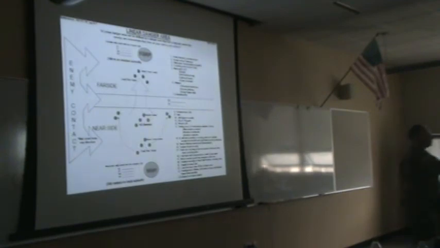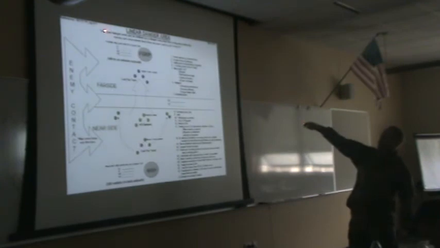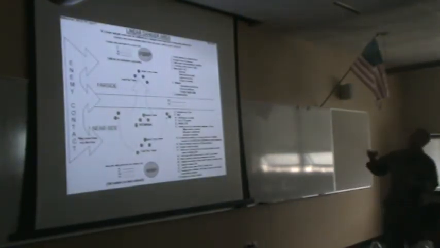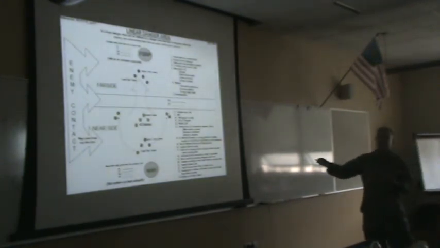All right, so linear danger area. Here's the technical definition. A linear danger area can be defined as a danger area that has a long axis where the enemy can concentrate their fires on your unit as you cross it.